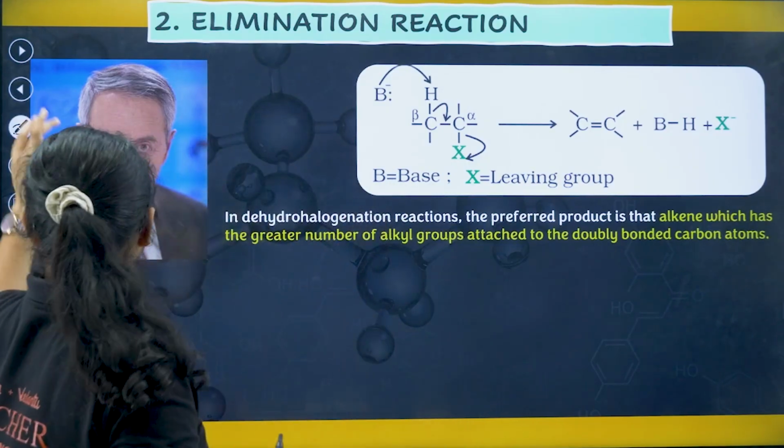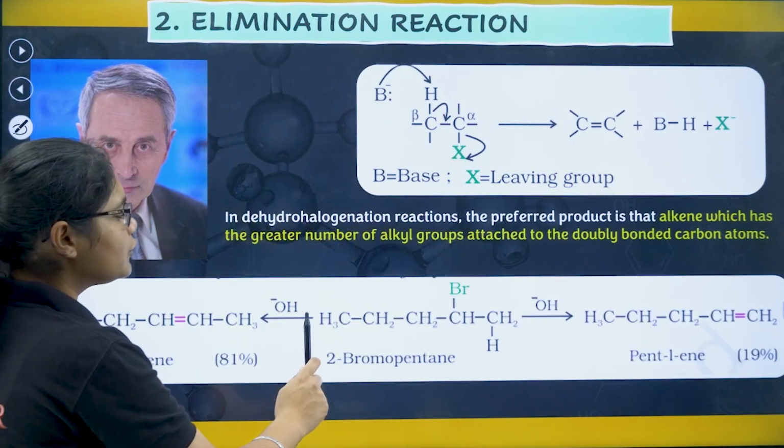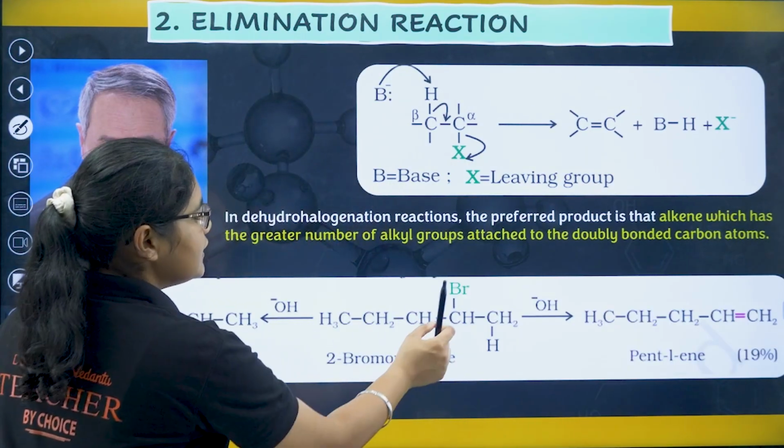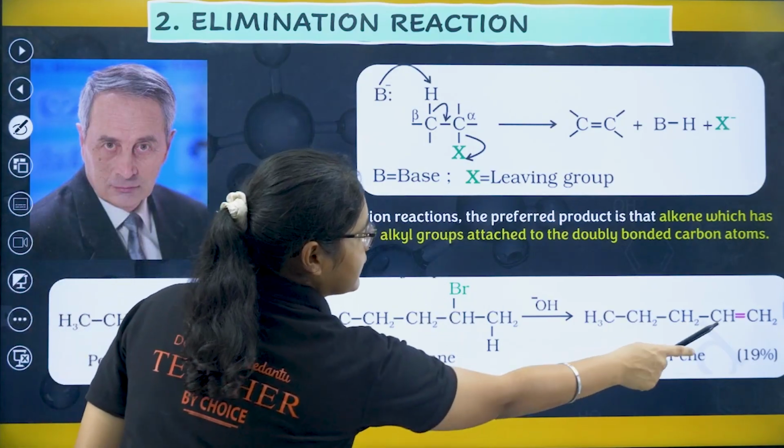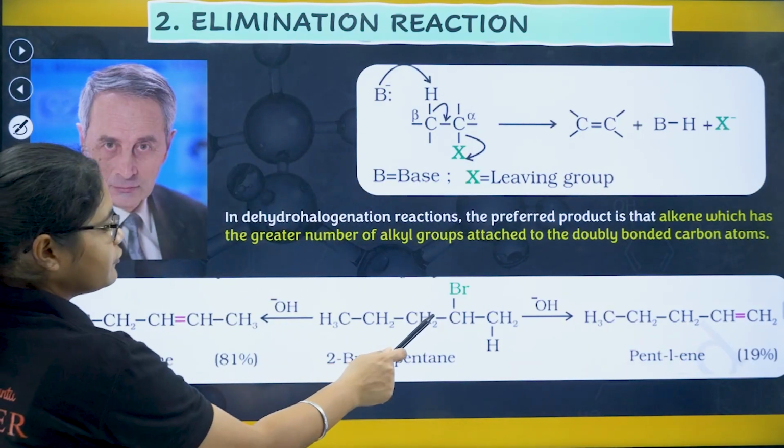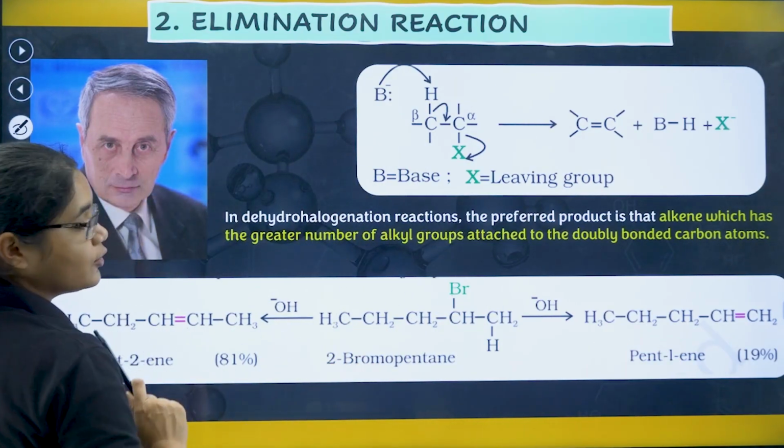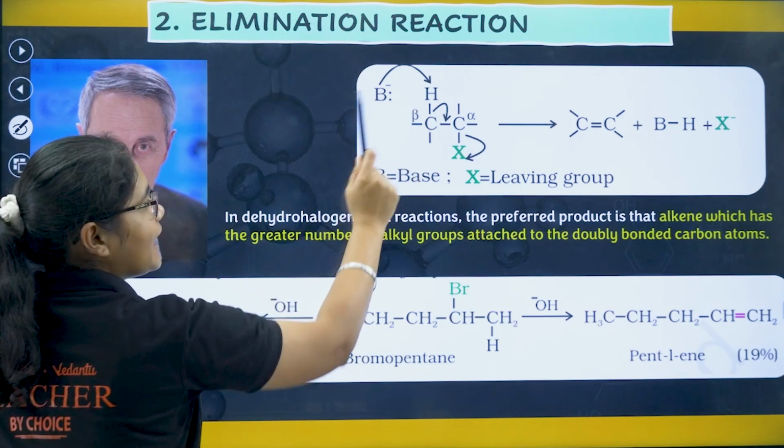Okay. So for example, if I see 2-bromopentane is there. If you remove, you can have a double bond here also. If you remove this H and this Br, this is also a double bond. Now what is this beta hydrogen?